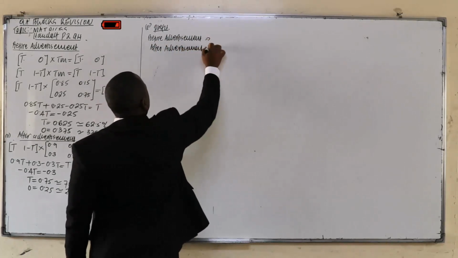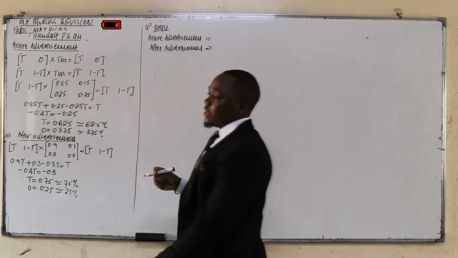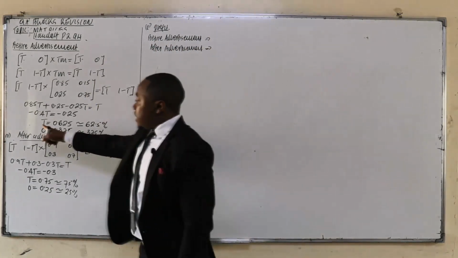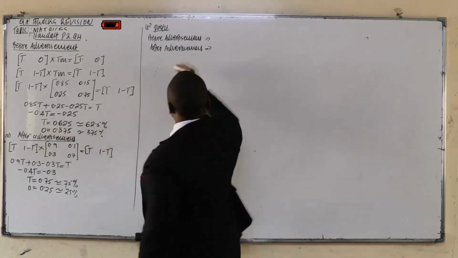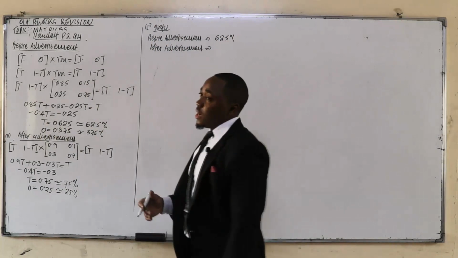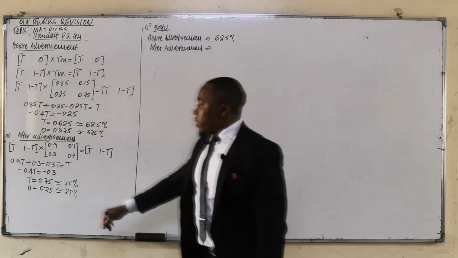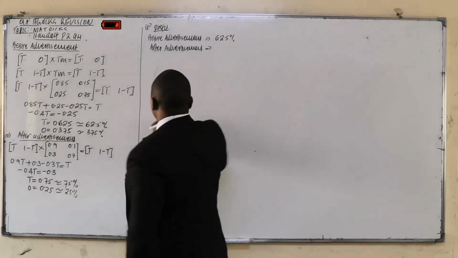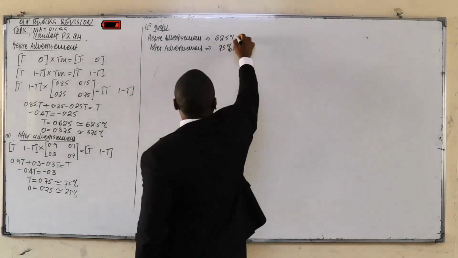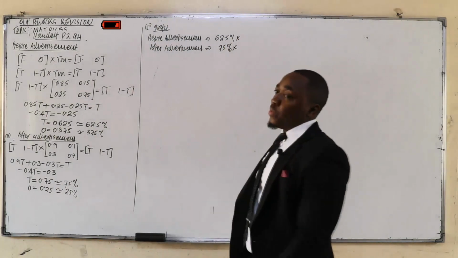Now, before advertisement, remember we're evaluating our brand. That's Tamcora. Before advertisement, Tamcora was controlling 62.25% of the market. But after advertisement, we'll be controlling 75% of the market. Now you ask yourself, our market has a population of how many customers?